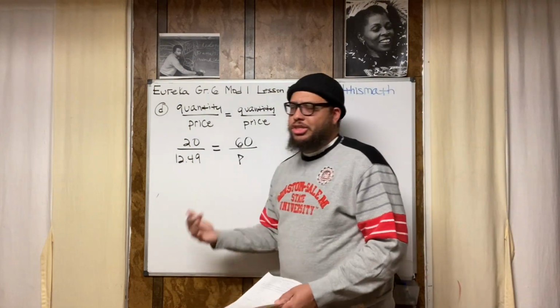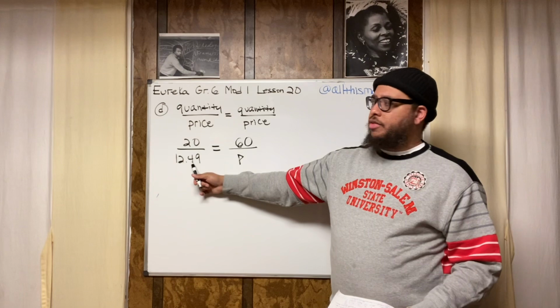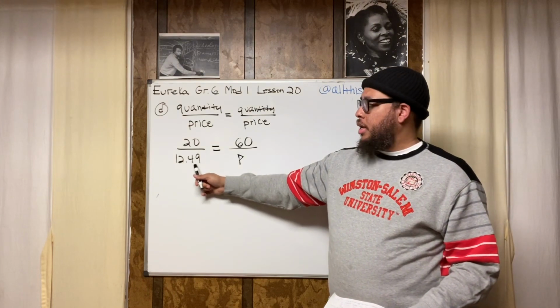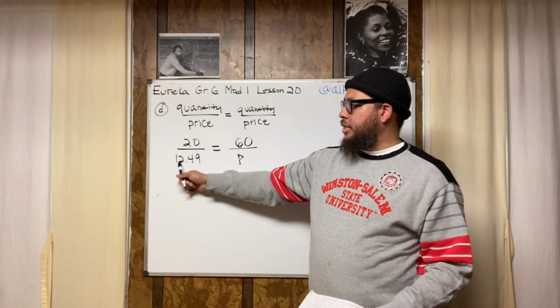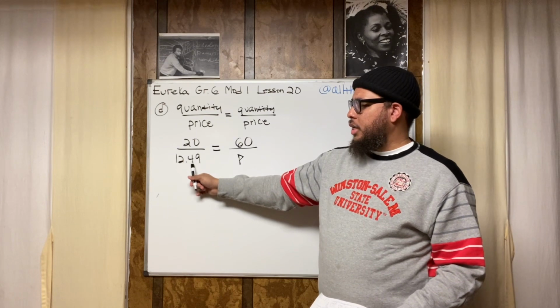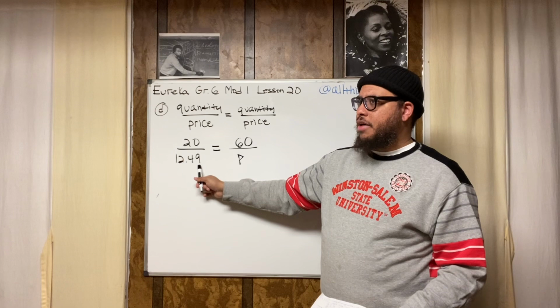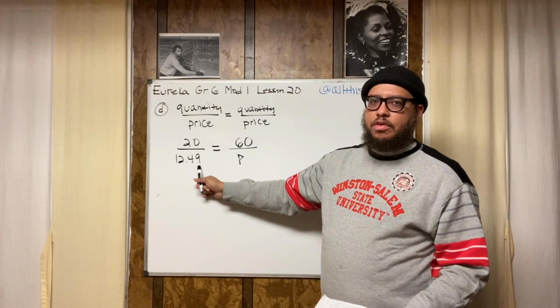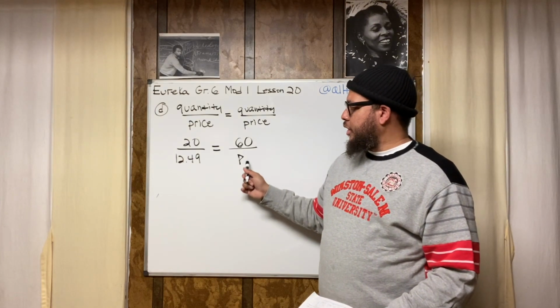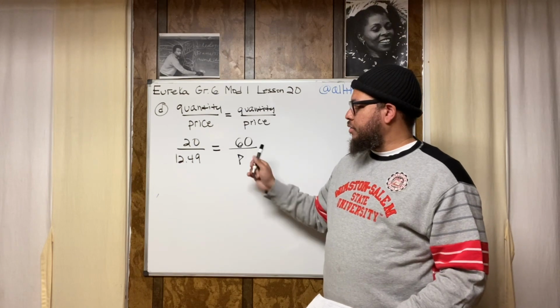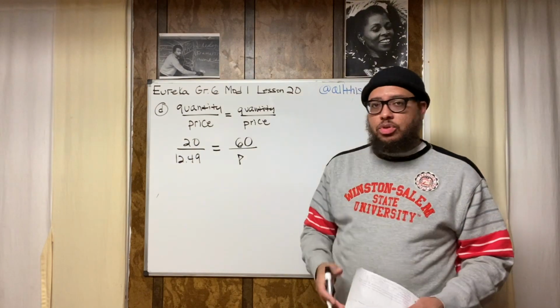So 12 times 3 is 36. 40 cents times 3 is $1.20. 9 times 3 is 27. So 36 plus $1.20 is 37.20. 37.20 plus 27 is 37.47. So $37.47 should be the cost of 60 batteries. But let me show it to you algebraically.